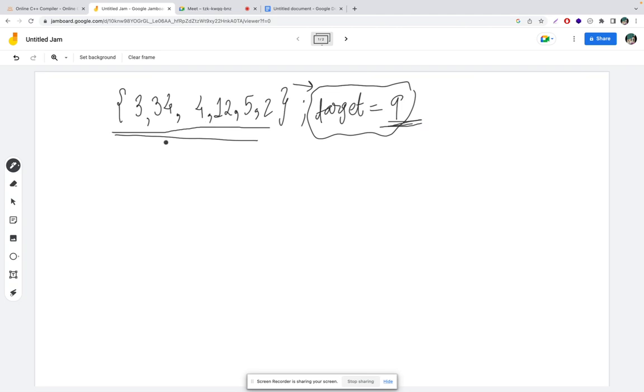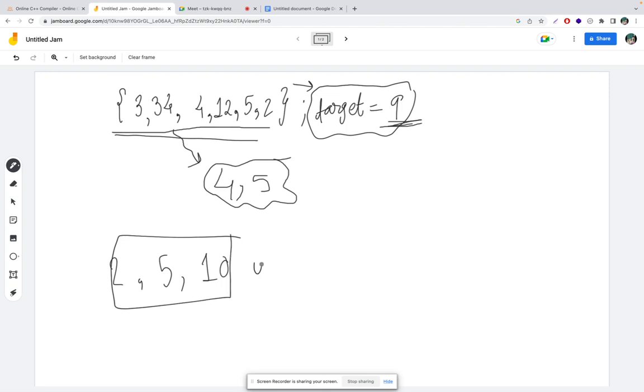Very smart, very smart. So, which is the subset with target sum 9? 4, 5. Yes or no? If my array was 2, 5, 10, and they were asking us, tell me the subset with target sum 15, what would be the answer? Very good.